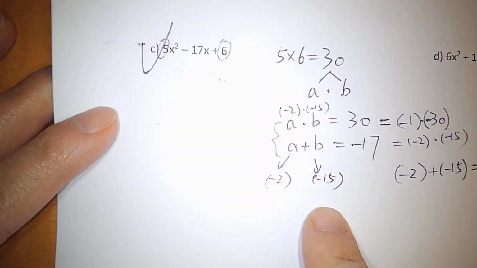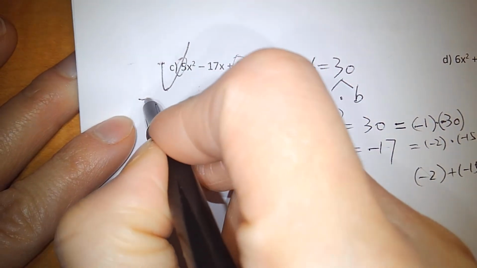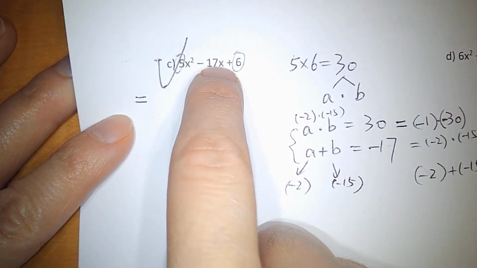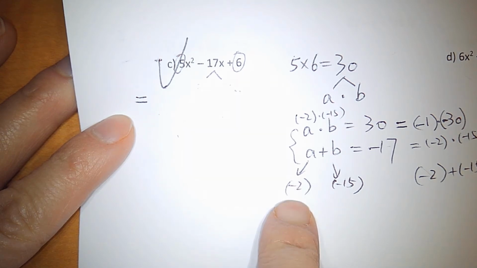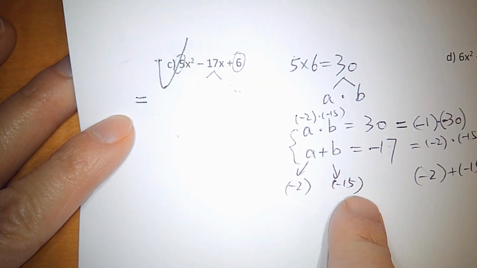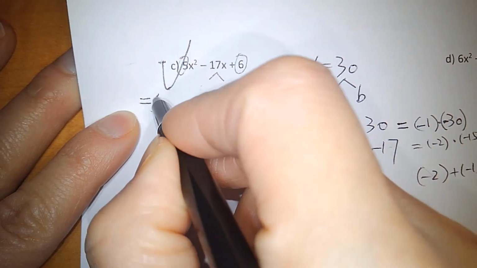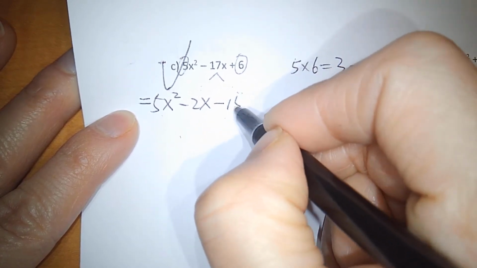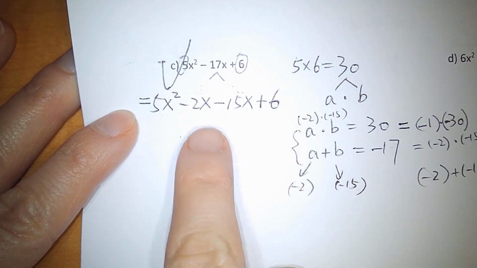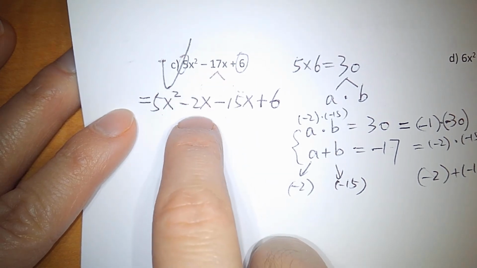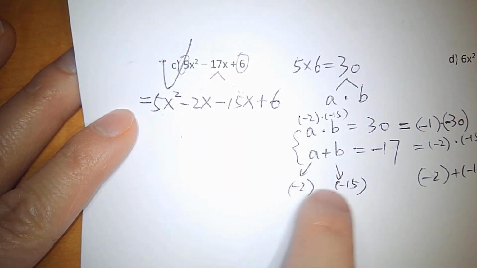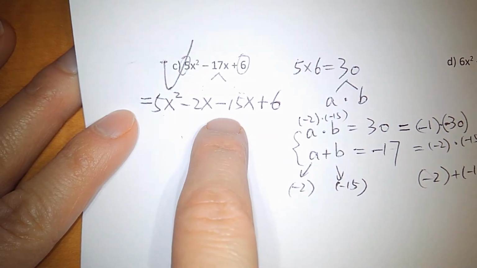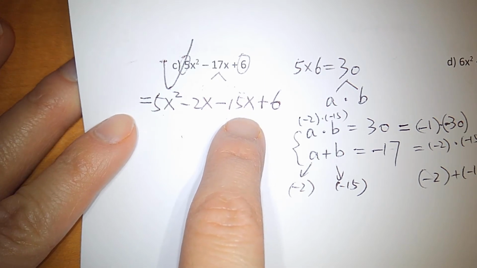What do we do now? This is key, guys. This is very important. We are going to split the middle term, which is negative 17x, into a negative 2x plus a negative 15x, okay? So we can rewrite this trinomial to be 5x squared minus 2x minus 15x plus 6. Split negative 17 into two terms. What are the two terms? It depends on the two factors we found: negative 2x, negative 15x. Okay?